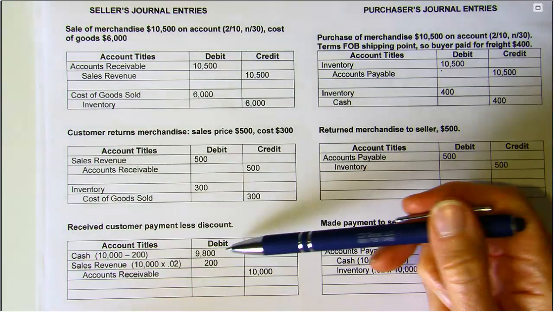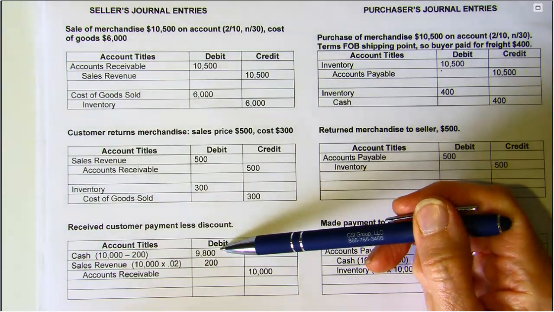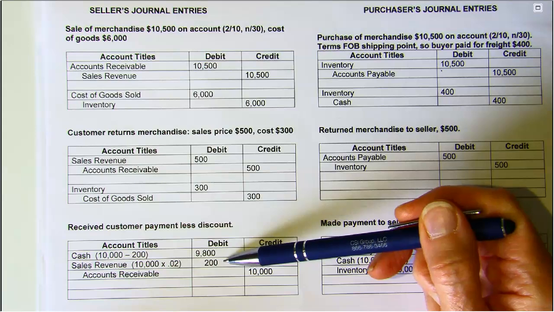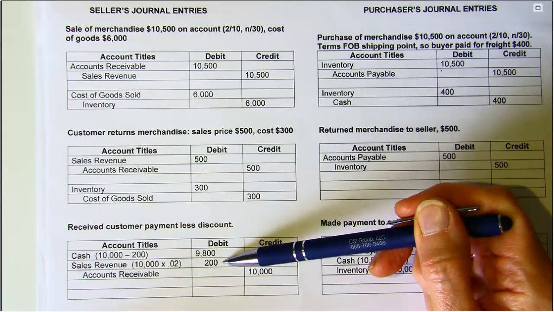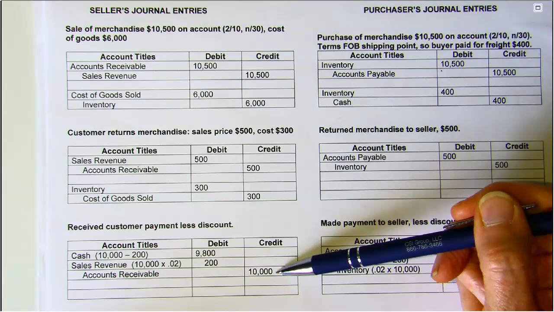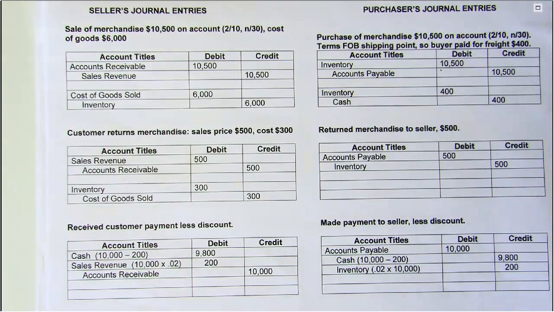So we debit cash for the amount of money we're actually receiving. We debit sales revenue to reduce sales revenue by the amount of money you're not getting because you're offering your customers a discount, but you credit accounts receivable for the full amount that that customer owes you.